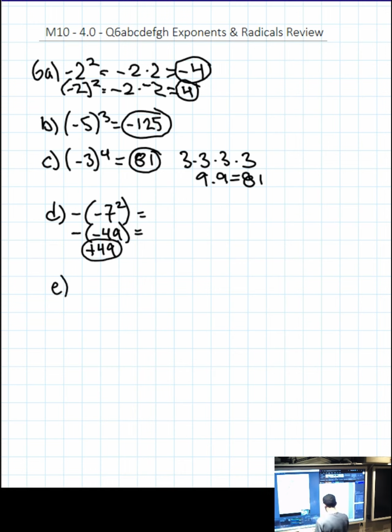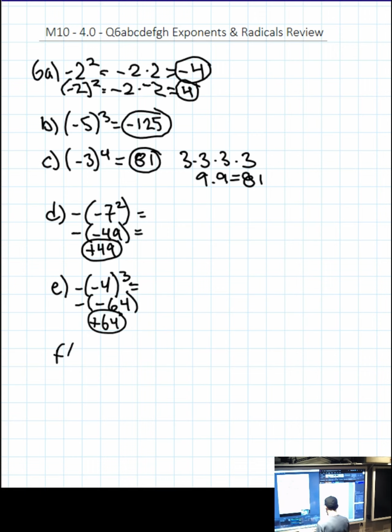E. So we have -4 cubed. So first of all, we have a negative outside the brackets. I'm going to carry that down. Then I have a negative cubed, which is a negative, and 4 cubed is 64. Check that on the calculator. And we have a negative, so that means that's positive 64. Circle your answer.